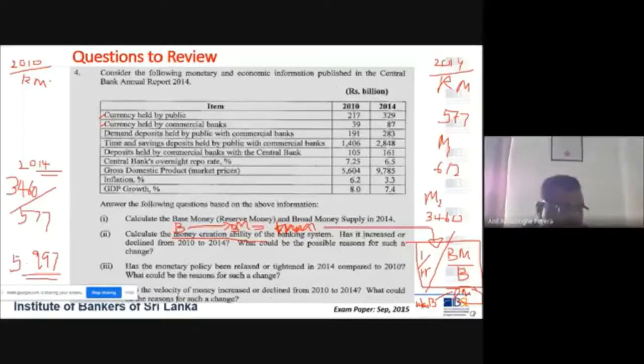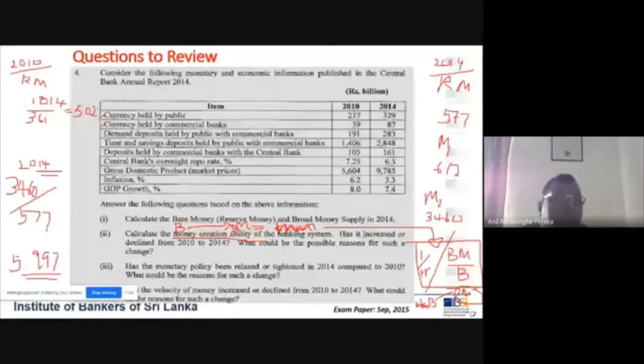361. Okay. What is the broad money for 2010? 1814. So this is total money supply divided by the reserve money. What you get is, what is the money multiplier? 5.025. Correct.